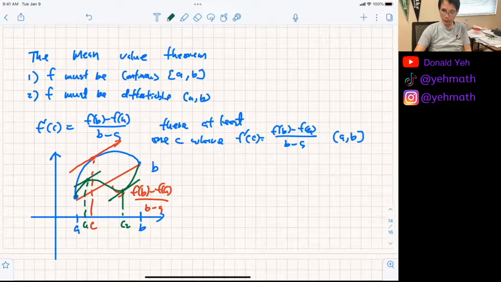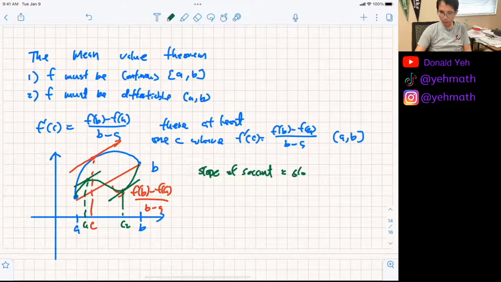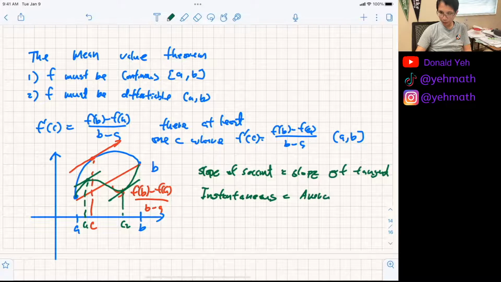So usually, I tell my students: slope of secant equals slope of tangent. That's how you remember. Or instantaneous rate of change is equal to the average rate of change.